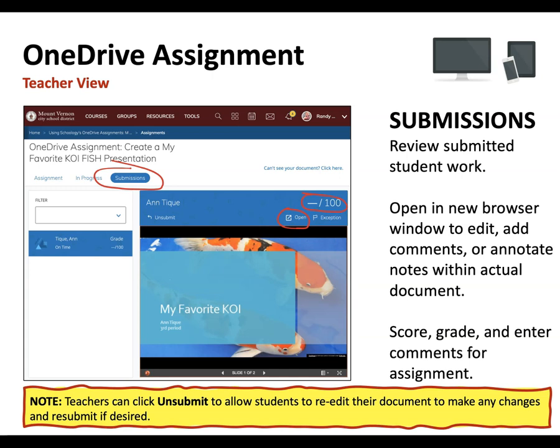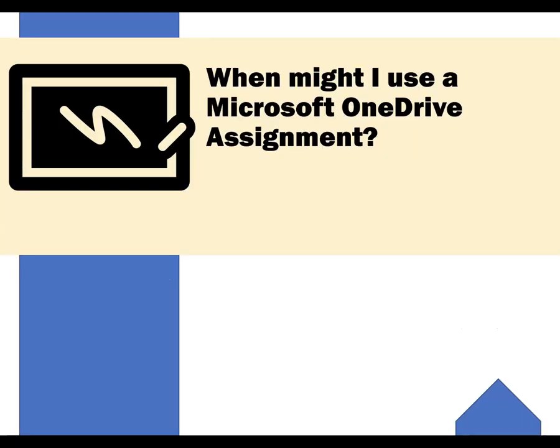Once students have submitted their work, I can use the Submissions tab to open it to add comments, edits, annotations. I can enter a score using a rubric or a grading scale that I've set up in my Schoology course and enter comments. And if I want to allow students to re-edit their document to make any changes and resubmit, I would click the Unsubmit link.